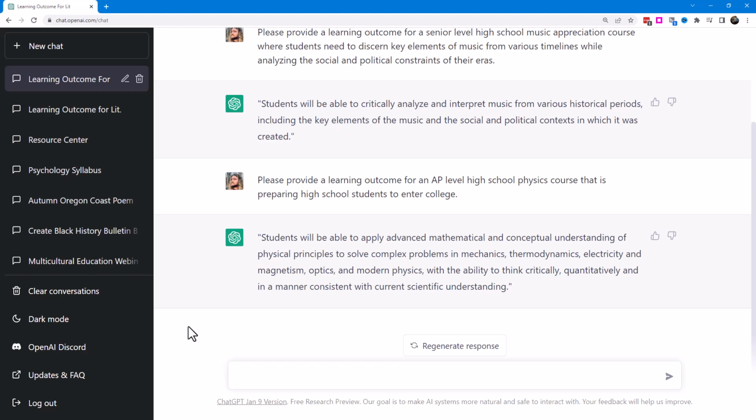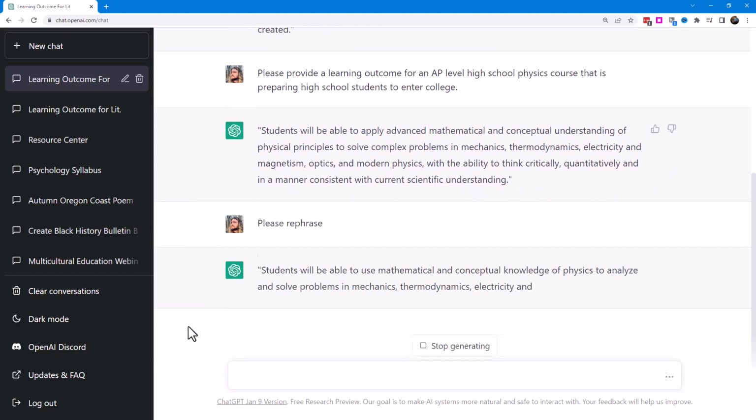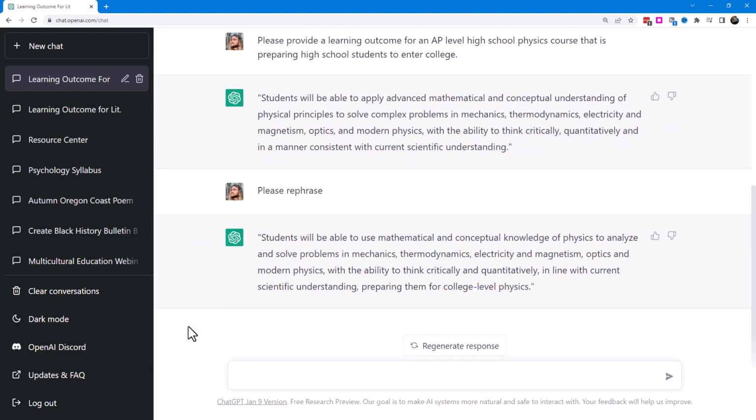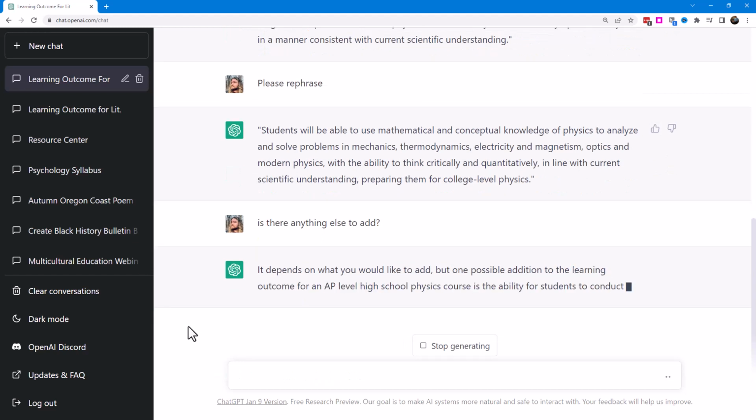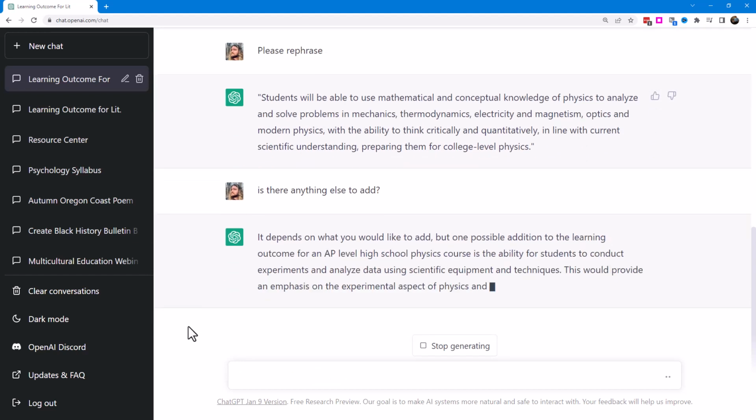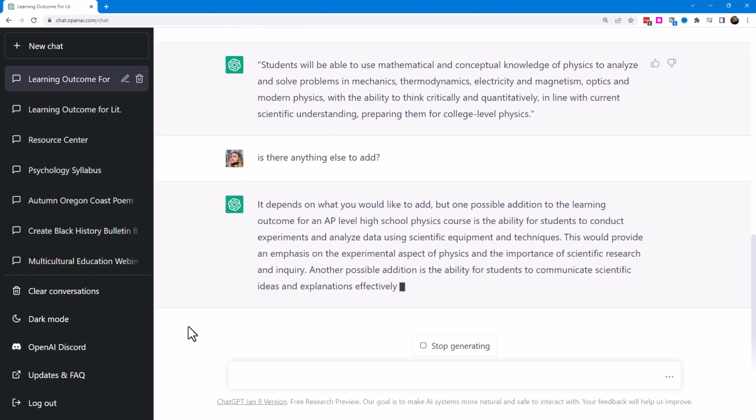And if I don't quite like the wording of that outcome, I can say, please rephrase. And that gives me essentially the same outcome in different words. Another follow-up prompt is I can ask, is there anything else to add? And then it has some suggestions there. It depends. Maybe you want to focus on analysis of data and using scientific equipment and techniques, or focus on the experimental aspects of physics. So this at least gives me a basis of some ideas that I could use to formulate these learning outcomes.